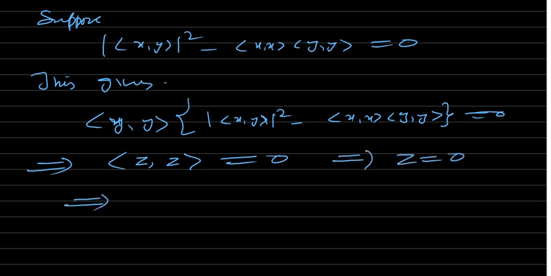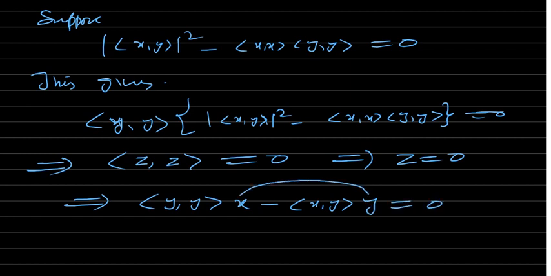So what does this mean? z, which we defined above, is the inner product of y with y times x minus the inner product of x with y times y, equal to 0. So that means a linear combination of x and y is equal to 0. Now, if the linear combination is 0, then at least one scalar must be non-zero, and the vectors x and y are like this: alpha x plus beta y, where this is your alpha and this is your beta.